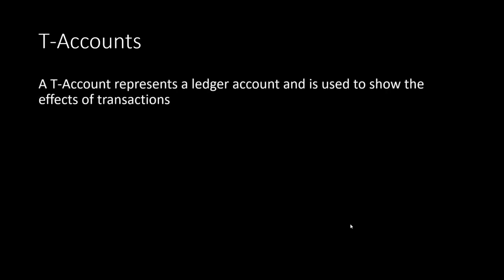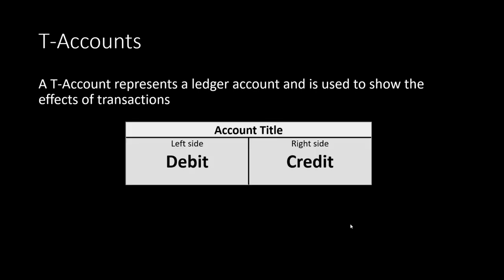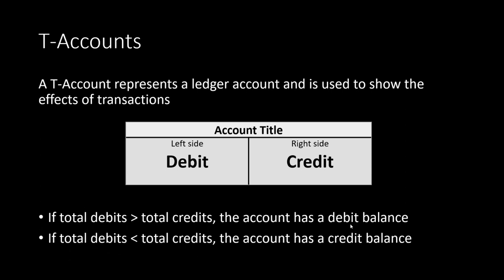Accountants sometimes use what are known as T accounts, and a T account represents a ledger account, and it's used to show the effects of transactions. So it's literally just that. It's a depiction of an account with a T. At the top of the T, you have an account title, and on the left side, you have all of the debits to that account, and on the right side, you have all of the credits to that account. If the total dollar amount of debits exceeds the total dollar amount of credits, then the account has a debit balance. On the other hand, if the total debits are less than the total credits, then the account has a credit balance.